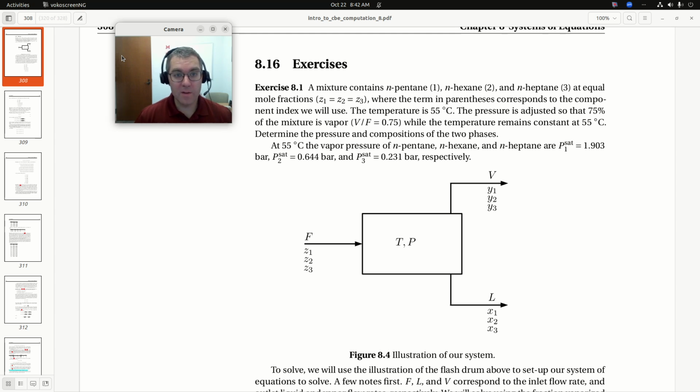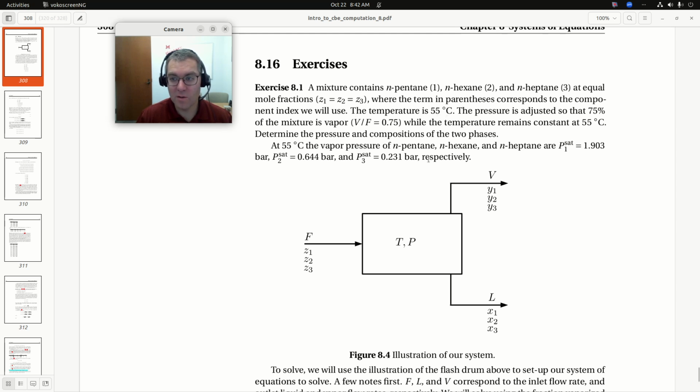All right, hello. Let's take a look at exercise 8.1, which is the first problem on your chapter 8 homework set. A mixture contains n-pentane, n-hexane, and n-heptane at equal mole fractions. So z(1) equals z(2) equals z(3), where the term in parentheses corresponds to the component index we will use. The temperature is 55 degrees C.